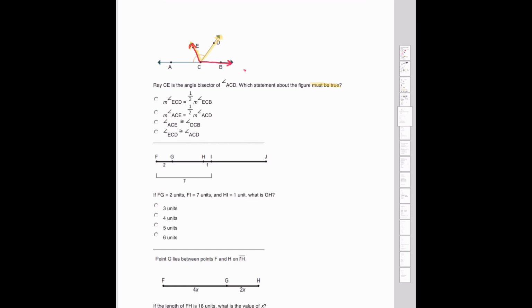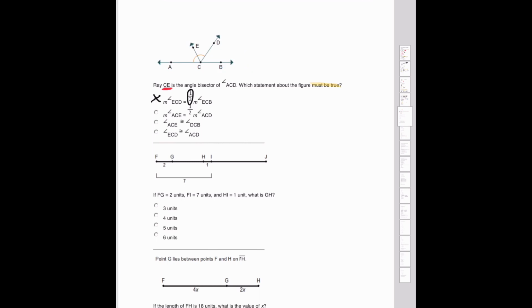Well, we know that CE is the angle bisector for angle ACD, but we do not know that CE is the angle bisector of angle ECB. Therefore, it's not reasonable to assume that that ray necessarily bisects ECB, or cuts that angle in half. Therefore, we cannot conclude that answer.